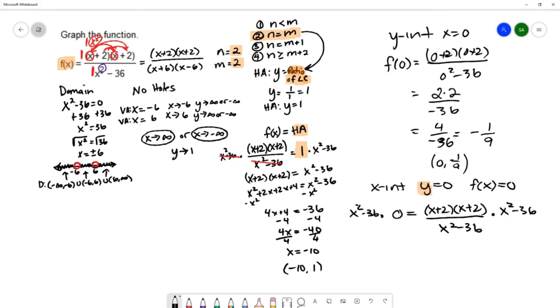And x squared minus 36 times 0 is 0. And the x squared minus 36 cancels on the right. And we have x plus 2 times x plus 2. This is already in factored form, so we can use the zero product property and set each factor equal to 0. We have x plus 2 equals 0 and x plus 2 equals 0, and that will give x equals negative 2 and x equals negative 2. Those are the same value, so we get the ordered pair 0, negative 2 as our x-intercept.